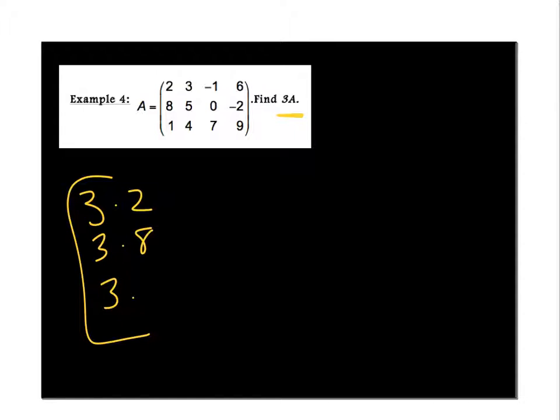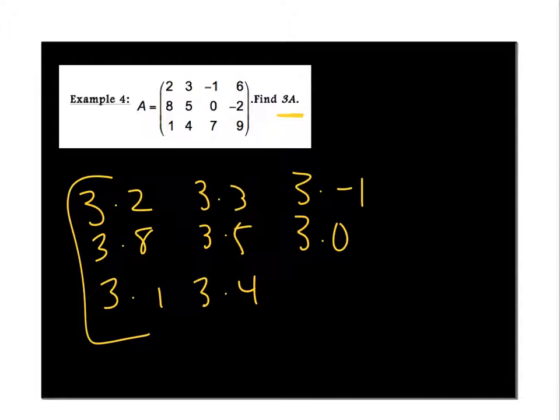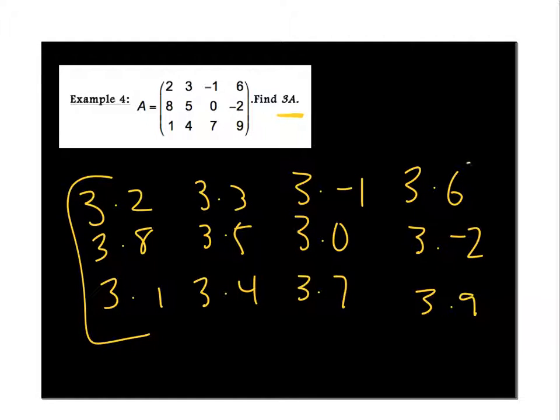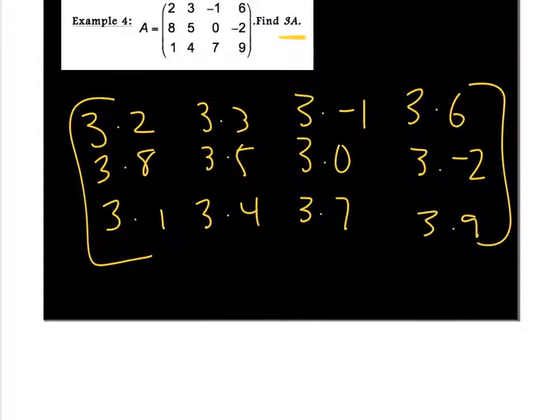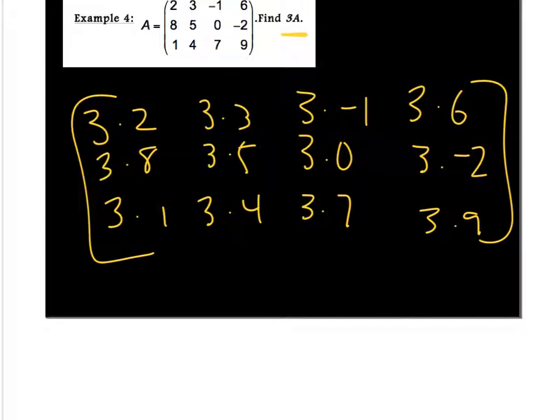So if you're trying to figure out 3A, all that's going to be is 3 times everything. So that's going to be 3 times 2, 3 times 8, 3 times 1, 3 times 3, 3 times 5, 3 times 4, 3 times -1, 3 times 0, 3 times 7, 3 times 6, 3 times -2, 3 times 9. Boom. So when you look, what does this become?